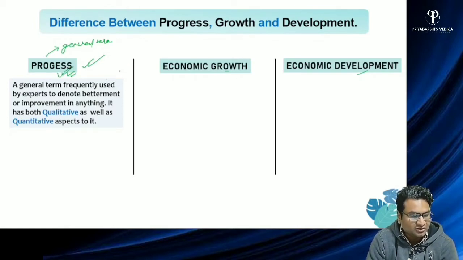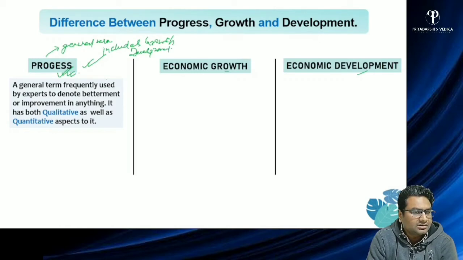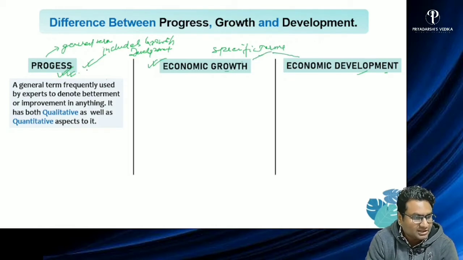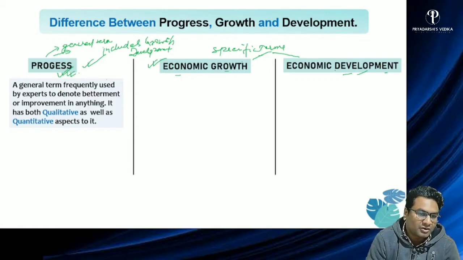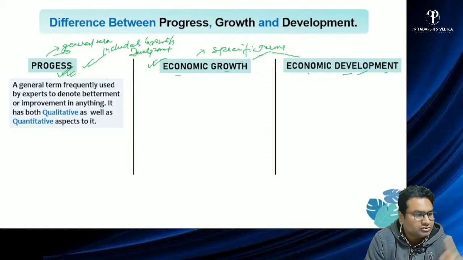It's a general term; no specification has been mentioned. Progress includes growth as well as development. But if you come specifically to growth and development in economic terms, we will define it in a different way. Economic growth and economic development are specific terms, while progress is a general term which includes both. If you want to mention development, you can use progress. If you want to mention economic growth, you can use progress.